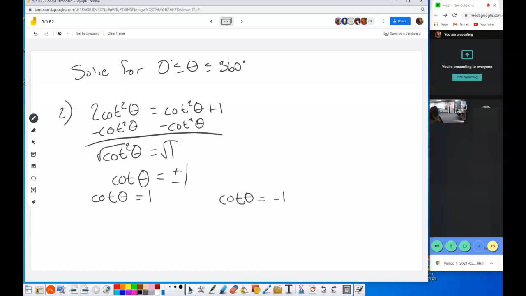Right. But do we have a unit circle for cotangent? No, you have to make it tangent. Right. And just like Camille said, convert it to tangent. So we know that cotangent is 1 over tangent. And we'll do that to both equations. So we want to solve for tangent now.